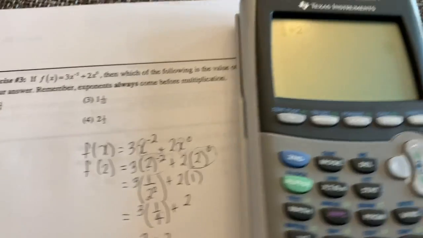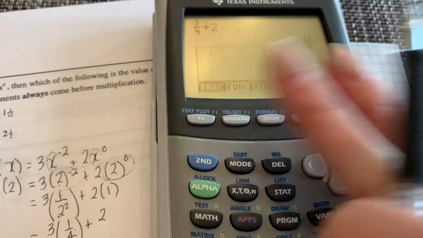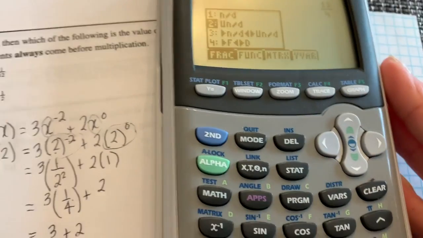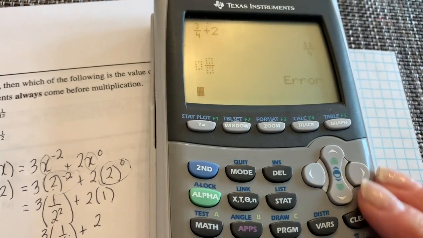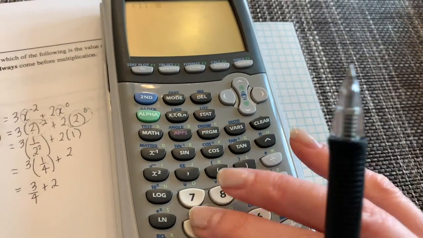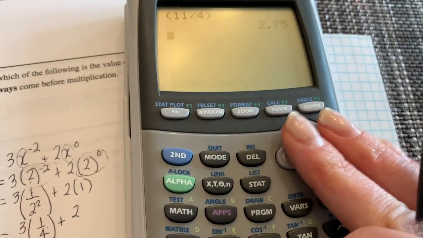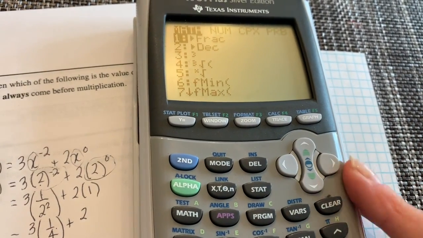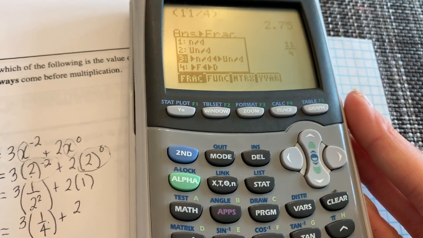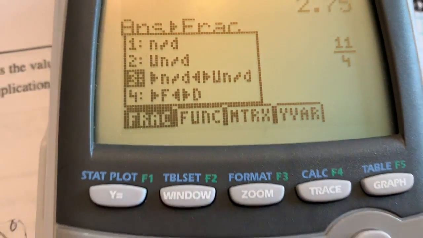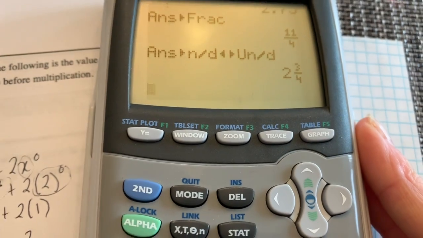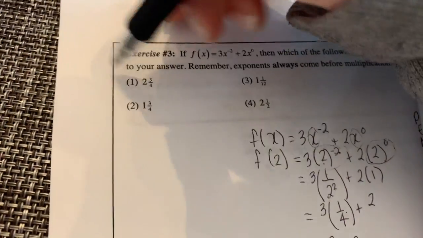So your options are, you can go to alpha, y equals again, and you can say choice, is it 2? I can't remember, let's see, choice 2. Oh, no, that's to enter it, sorry. Hold on, 11/4. Okay, math, frac, alpha y equals 3. It should be choice 3, changing a fraction to a mixed number. Enter, and it gives you your mixed number 2 3/4, which is choice 1.